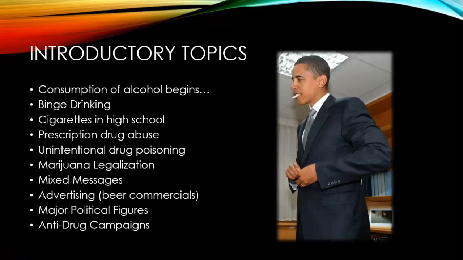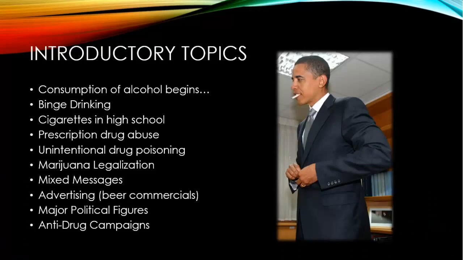Regular consumption of alcohol often begins in junior high school or even earlier. There are 80,000 deaths each year attributed to excessive drinking. Binge drinking is a major problem on college campuses that contributes to rape and violent behaviors, not to mention deaths from alcohol toxicity. 10% of high school seniors smoke cigarettes, which is less than half of what it was in the 90s. So it seems like things are getting better.